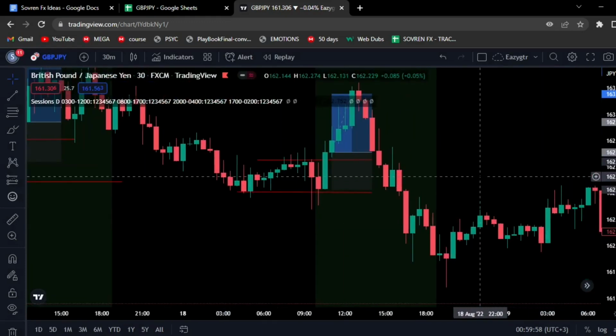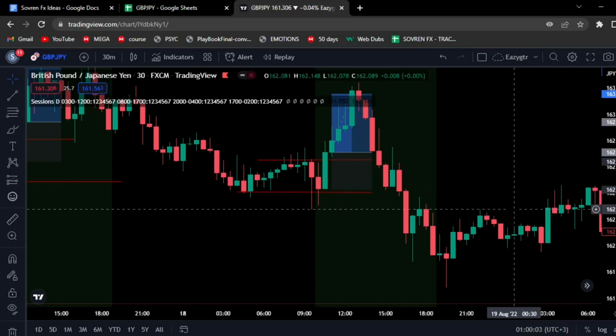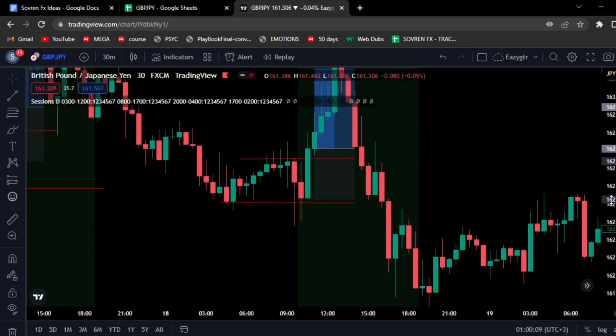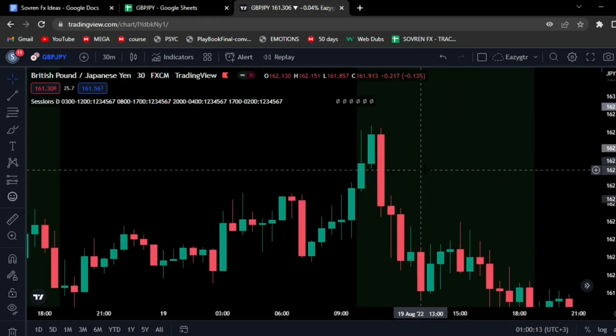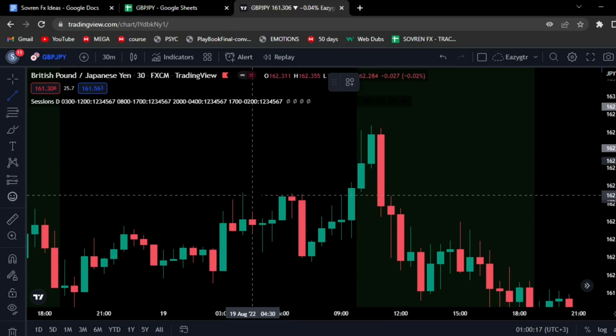Also, in my previous video I showed you how to use this strategy on a smaller screen, on mobile. That's why I'm trying to show you how to use it on a laptop or PC. Okay, so we're moving on to the third trade. Ignore the noise in the background.